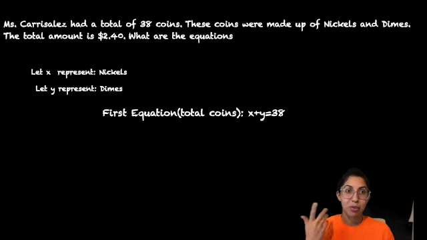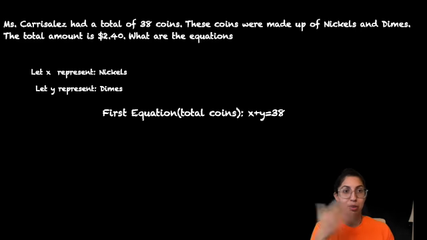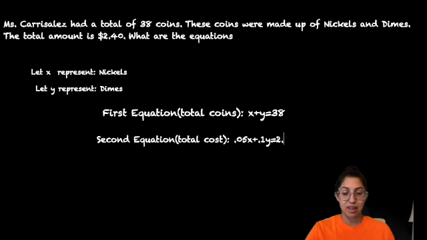So I'm coming up with some coefficients. Well, I know nickels are 5 cents. I know dimes are 10 cents. So I would write that as my coefficients because the 240 is money and I know the value of each coin. So I would put those with the total amount of money. So that looks like this. Second equation is 0.05x plus 0.1y equals 2.4.